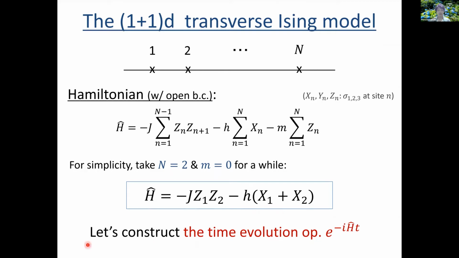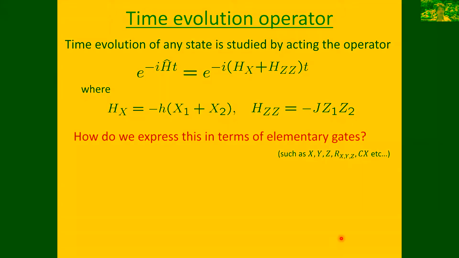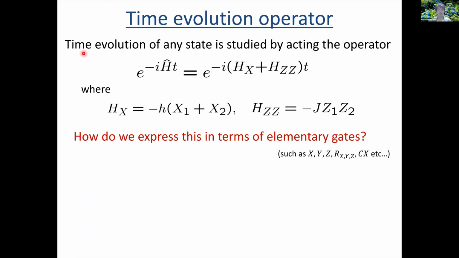Now, let's construct the time evolution operator, exponential minus iHt, in this system. This time evolution operator describes the time evolution of any state. So this is very important. By using Hx and Hzz, this is explicitly given by this operator. Now, the question is, how do we express this operator in terms of elementary gates, such as X, Y, Z, Rx, Ry, Rz, and controlled X, and so on.